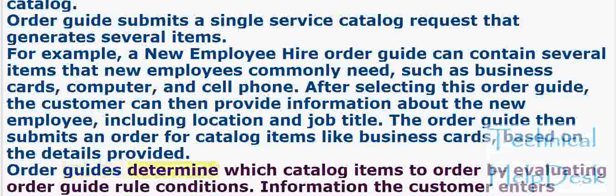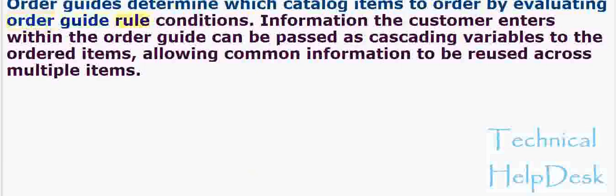Order guides determine which catalog items to order by evaluating order guide rule conditions. Information the customer enters within the order guide can be passed as cascading variables to the ordered items, allowing common information to be reused across multiple items.